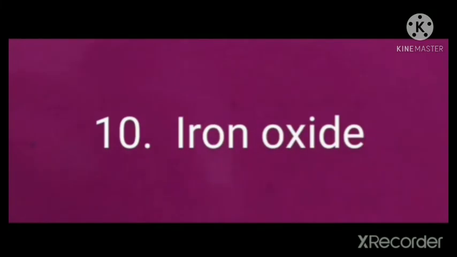Good morning children. Today let's continue our chapter 15 of GK, that is inventions and discoveries. So let's continue the remaining questions. Question number 10. When iron rusts, it reacts with the oxygen to form what? The answer is iron oxide. So when the iron rusts, it reacts with the oxygen to form iron oxide.